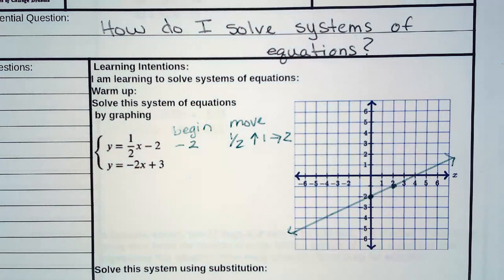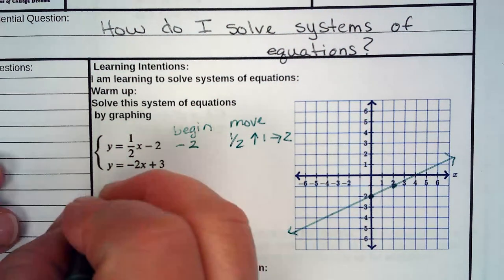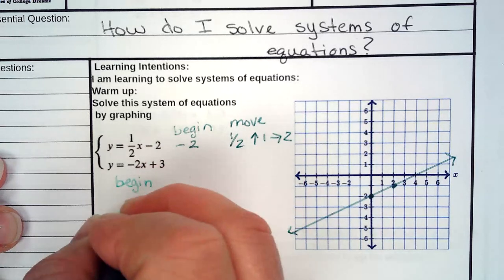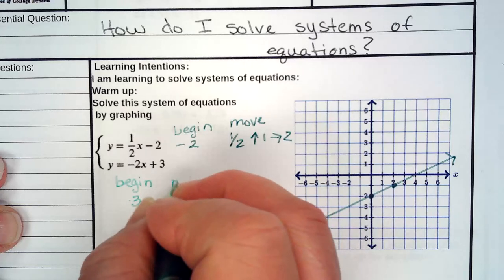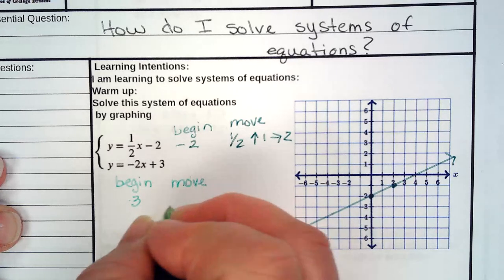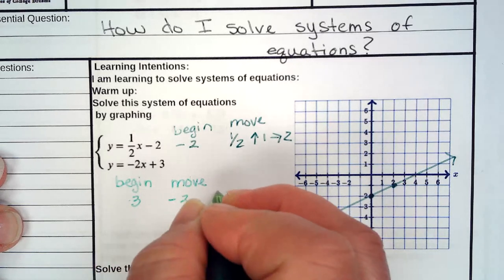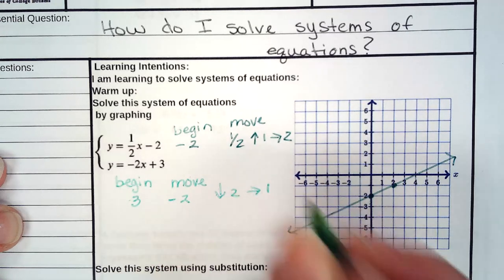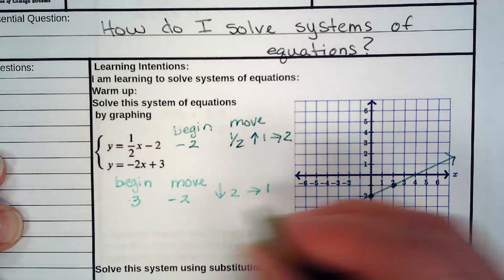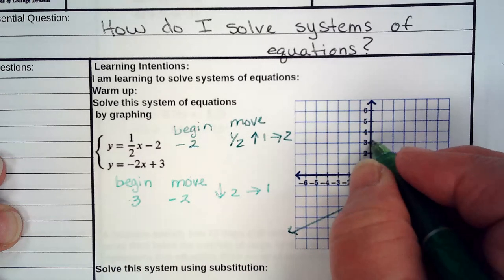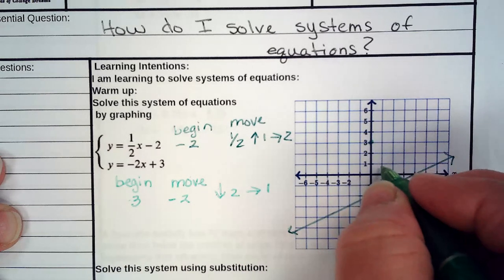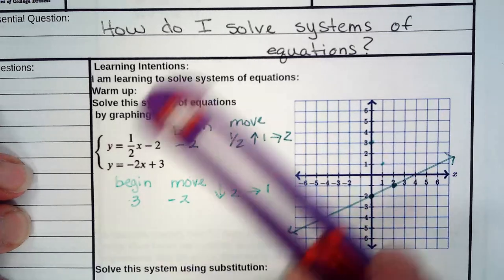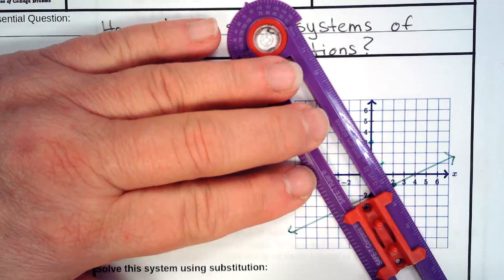Okay, where do I begin on the second one? This time I begin at +3. How do I move? -2, which means down 2 and right 1. Here's 3. I go down 1, 2, right 1. And I am now ready to draw my line.